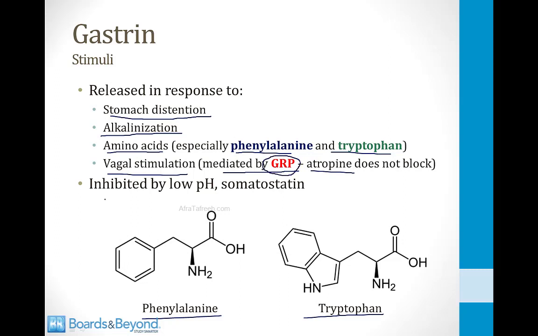There are two inhibitors of gastrin release that you should know. One is a low pH, so when the pH starts to fall, that signals that food has left the stomach and gastrin release declines. And then finally, somatostatin suppresses gastrin release. We'll talk about somatostatin at the end of this module.